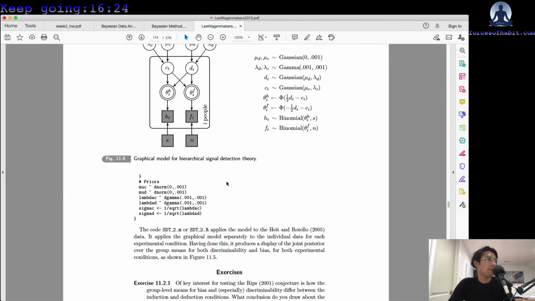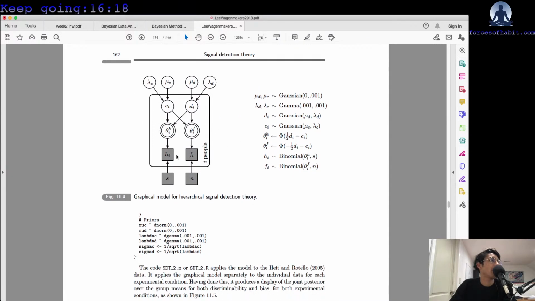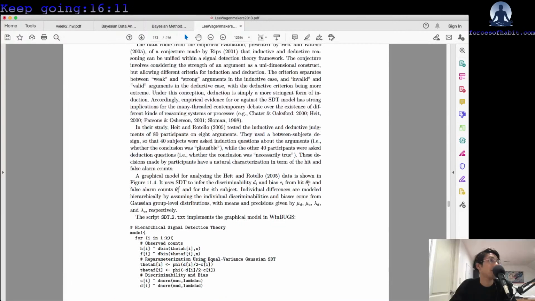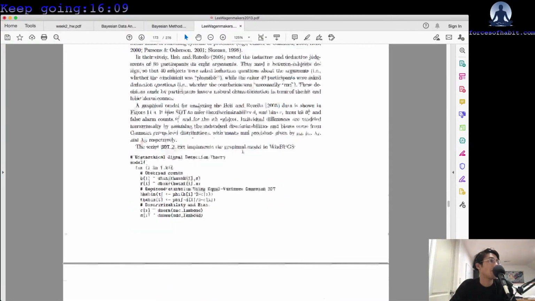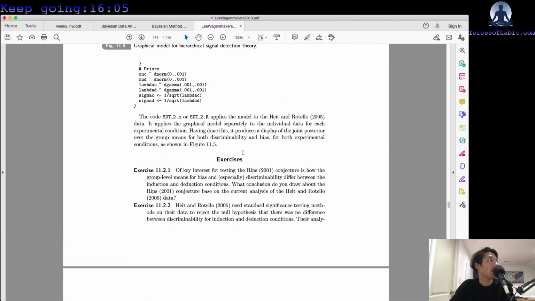So tomorrow we'll get started with doing the hierarchical signal detection theory example where we identify individual differences for these parameters. And we're going to learn about potentially differences in inductive and deductive arguments across subjects. That'll be fun.